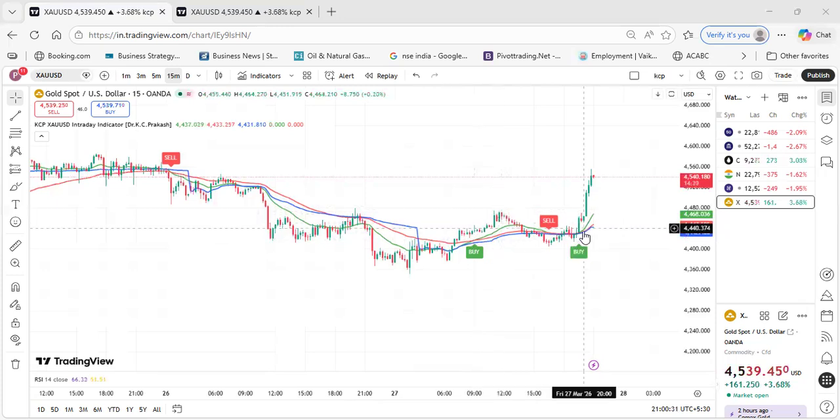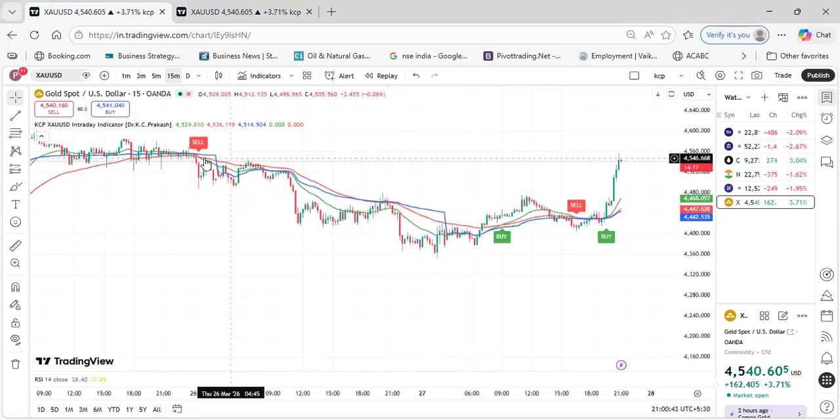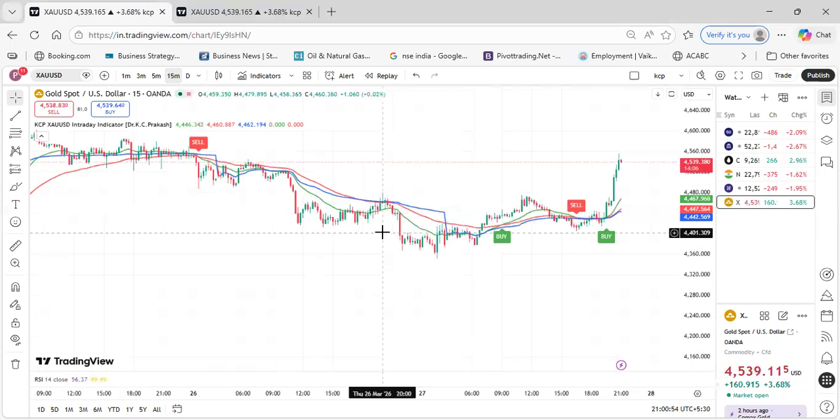Here you can see that all the three conditions are clear. The price is above VWAP, above the 200 and above the 50 EMA. That's why it has given a buy signal. Similarly here the sell signal is given because all the three conditions are satisfied, and the price is below VWAP, below the 200 EMA and below the 50 EMA. So that's the power of this indicator, and it will always give a clear cut direction.